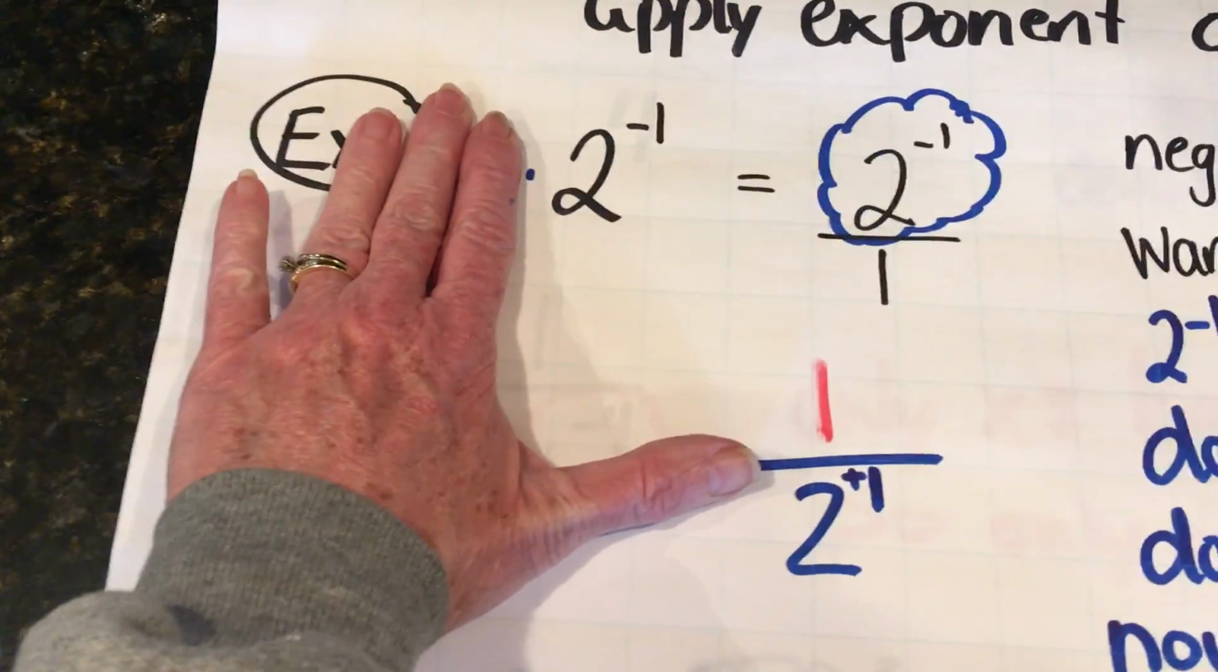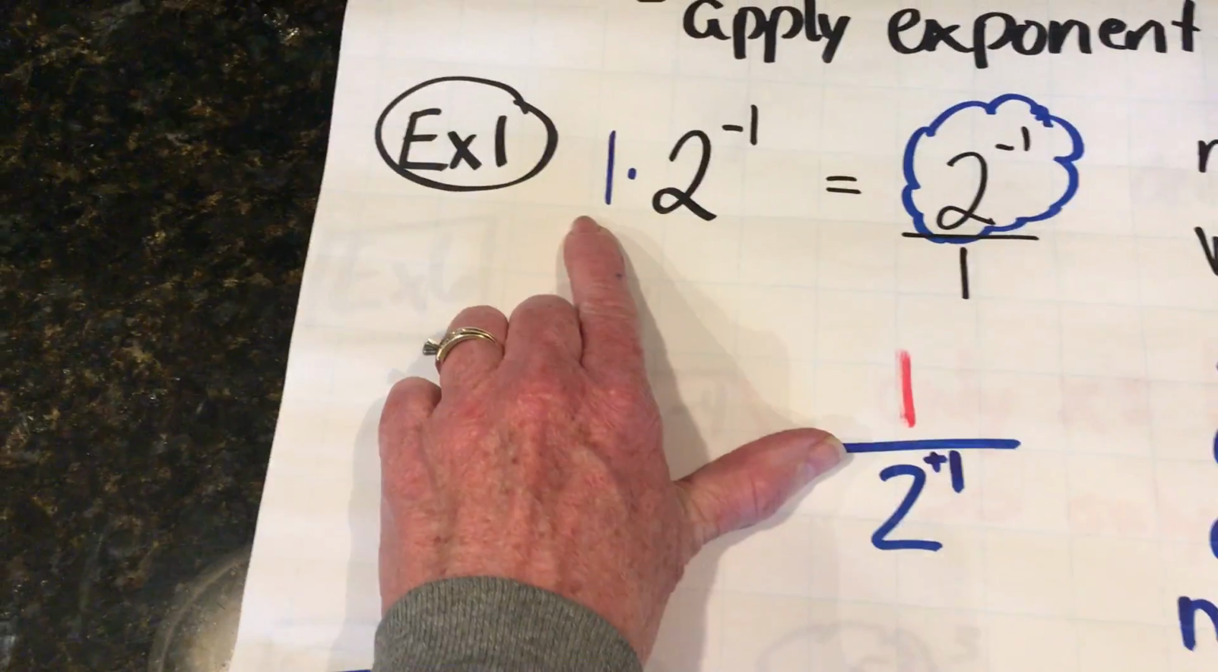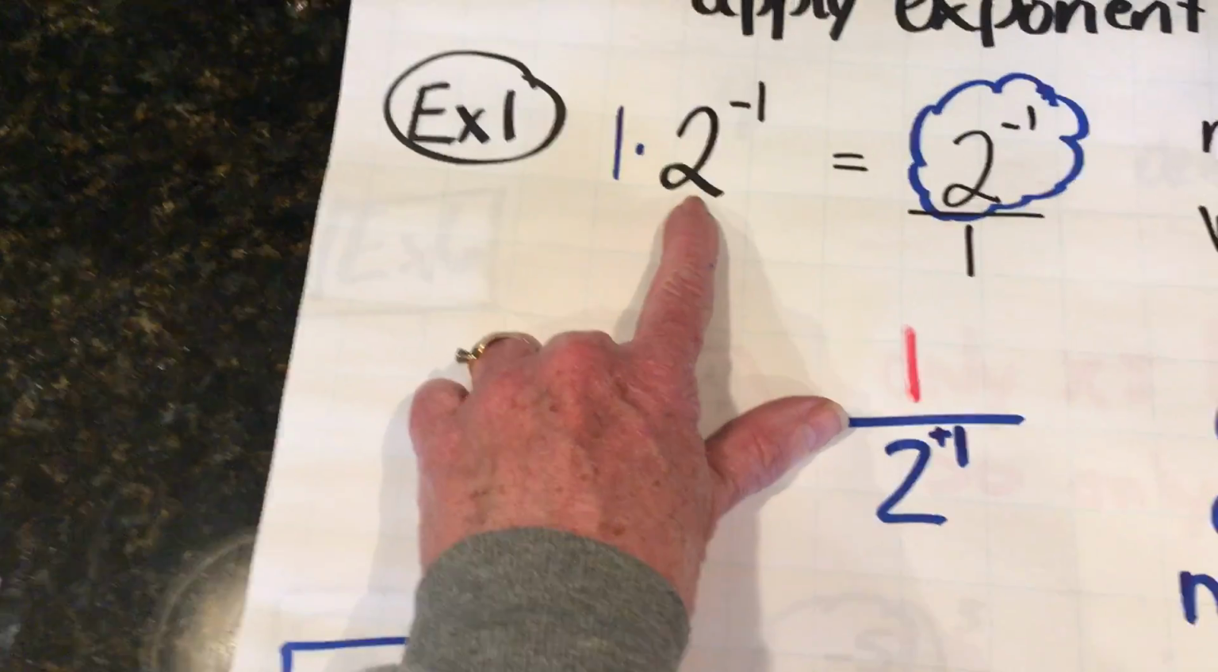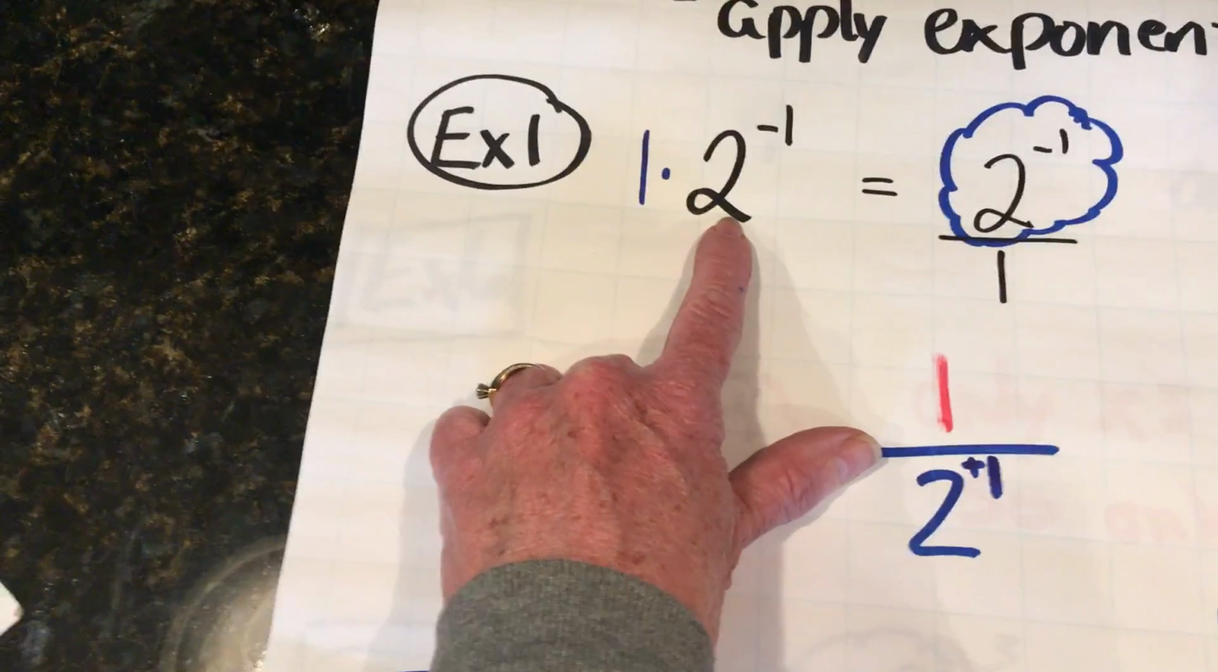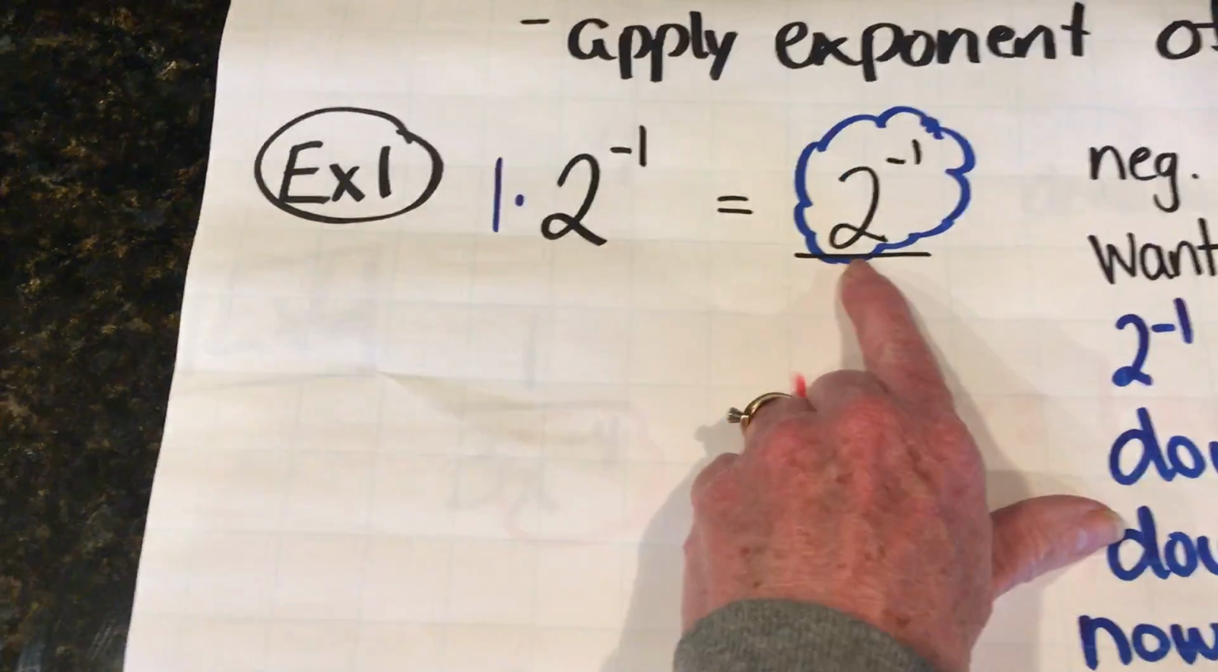It starts out as 2 to the negative 1, but we can think of that as 1 times 2 to the negative 1 because 1 times anything is just itself. If you see, I've got this 2 to the negative 1 in a cloud.